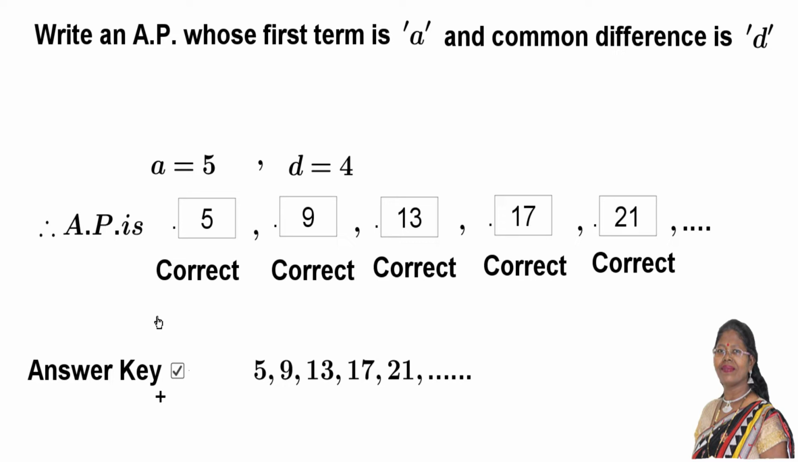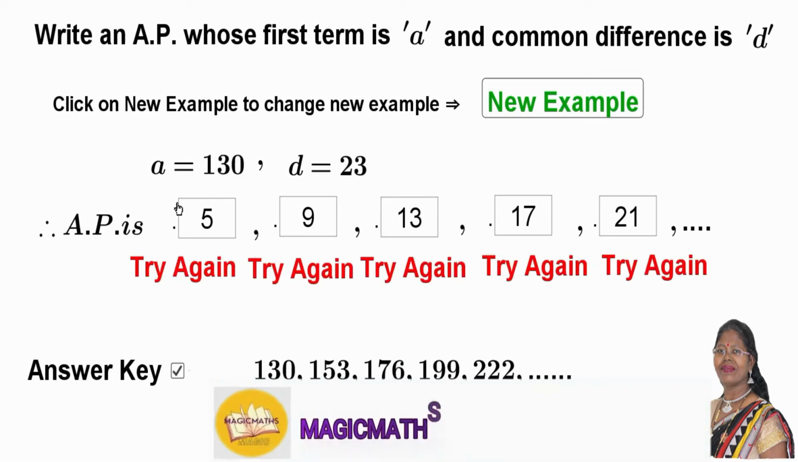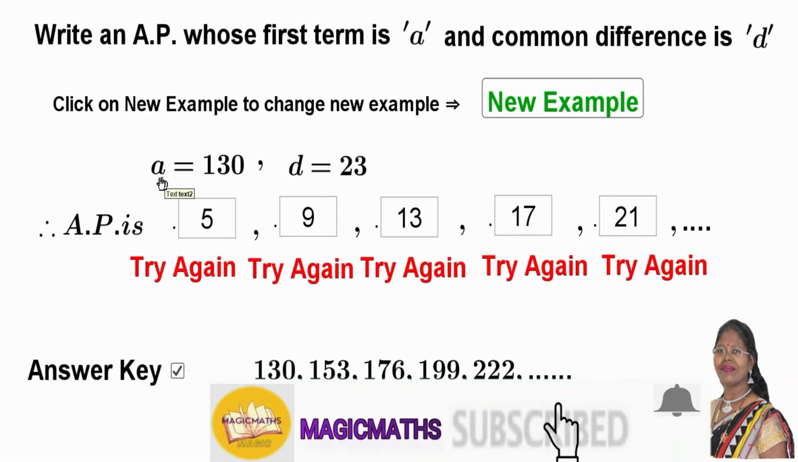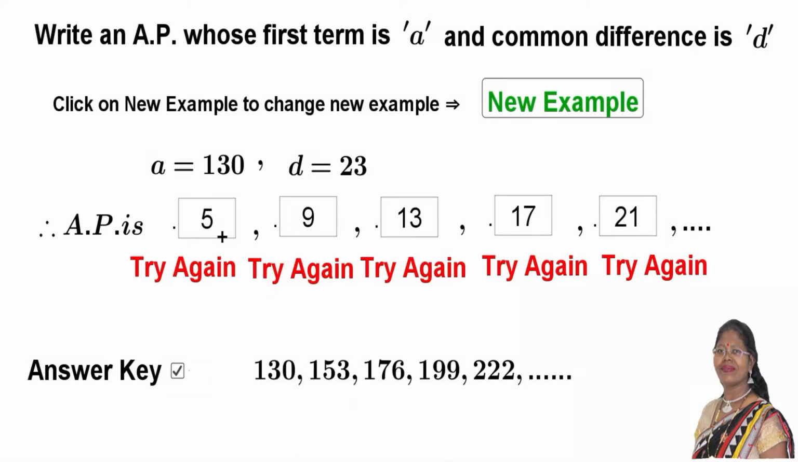In this way, you can solve many examples with the help of this worksheet. Click on new example to change the example. Click on new example. You will get a new example. Here A is 130 and D is equal to 23. With the help of this, you can write the answers in this box. If you write the correct answer, then a correct sign appears here. And if you cannot write the correct answer, then the triangle button remains as it is.